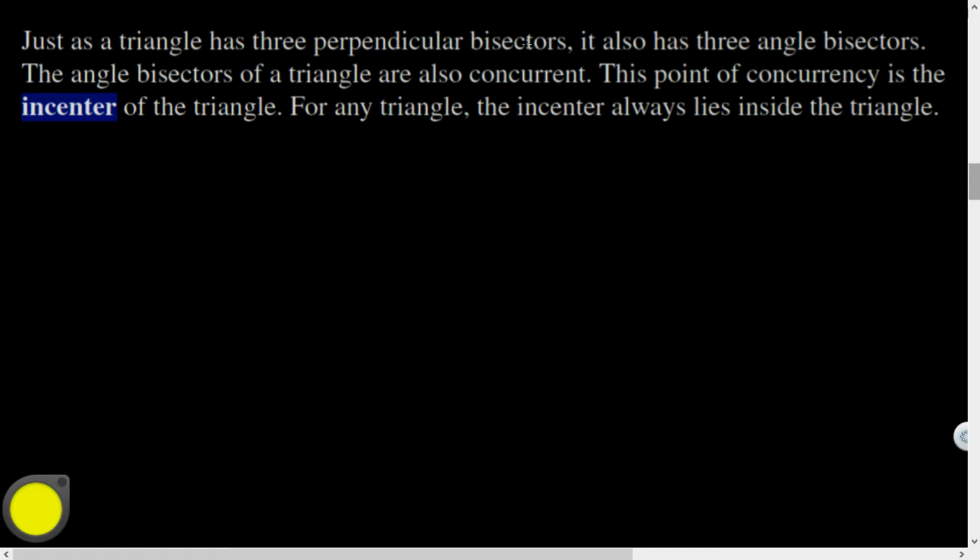Just as a triangle has 3 perpendicular bisectors, it also has 3 angle bisectors. The angle bisectors are also concurrent. No way. What? This point of concurrency is the incenter of the triangle. For any triangle, the incenter always lies inside the triangle. Wow, guys, that's crazy. Let's take a look at what happens here.